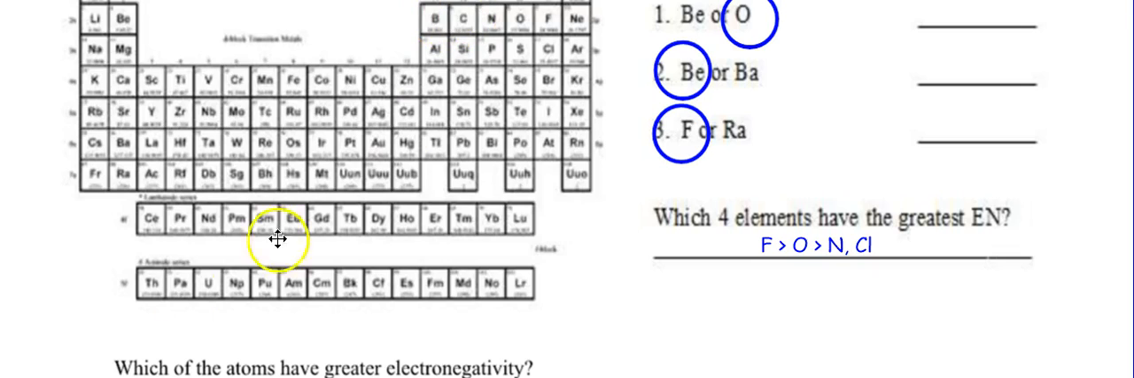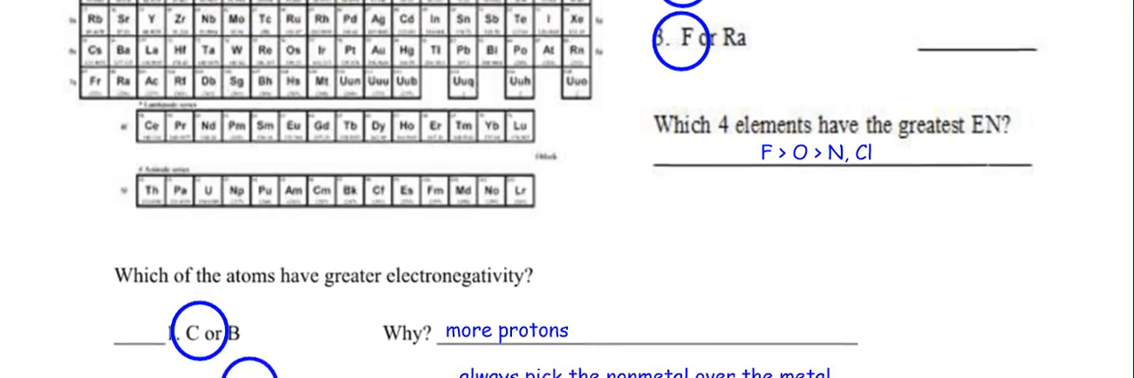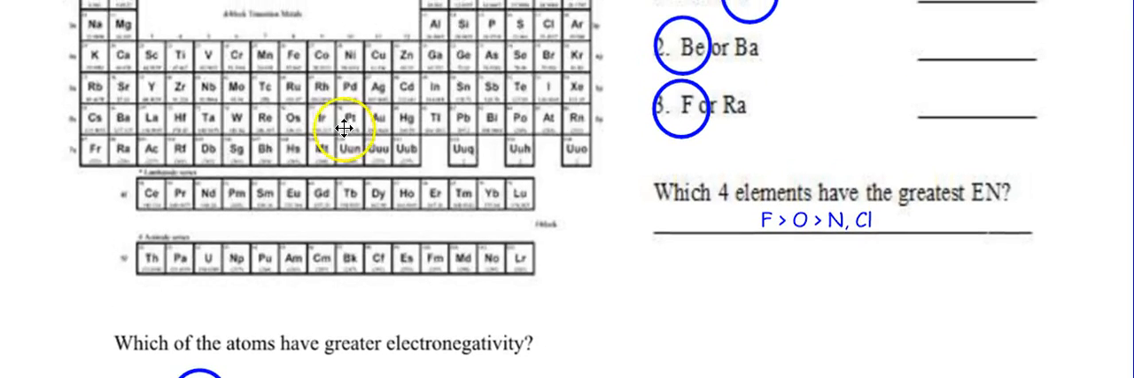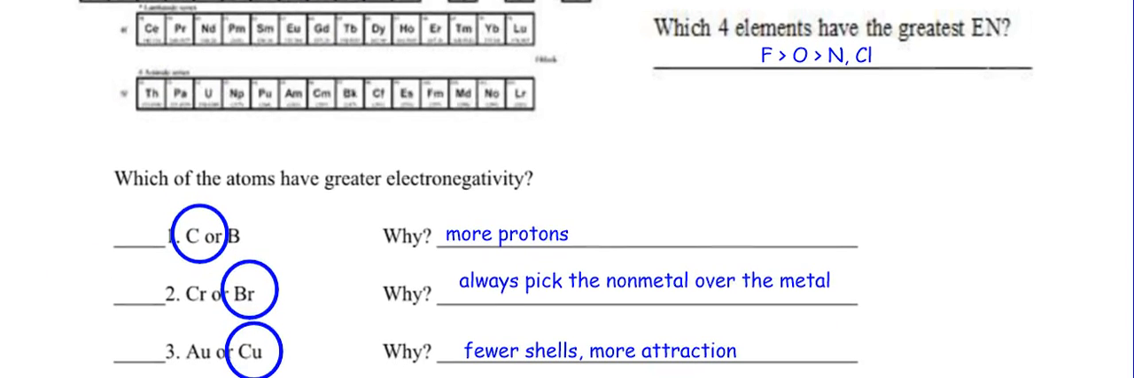So the first one is your carbon or your boron. They're side by side. It is carbon. Why? It has more protons. It's closer to fluorine, isn't it? What about chromium, which is here, and bromine? They're in the same period, aren't they? Well, bromine is the answer. Why? It has more protons, but what did I write? Always pick the non-metal over your metal. Now, what about gold and copper? Gold and copper are both metals. So here's copper, here's gold. Pick copper, it's higher up, with fewer shells and more attraction.